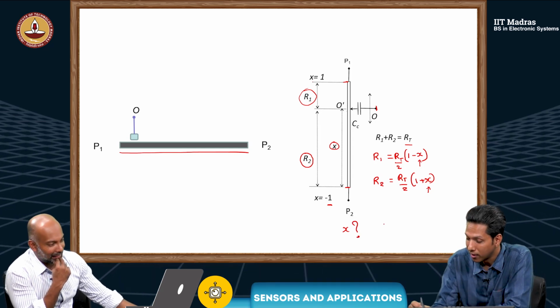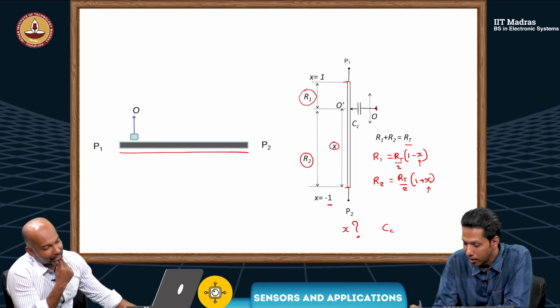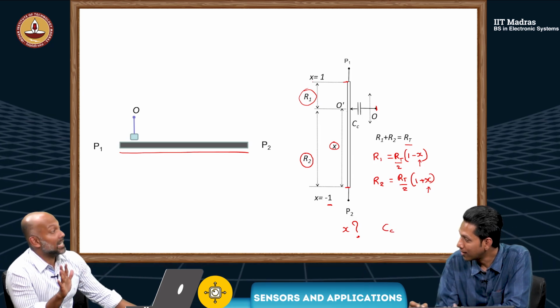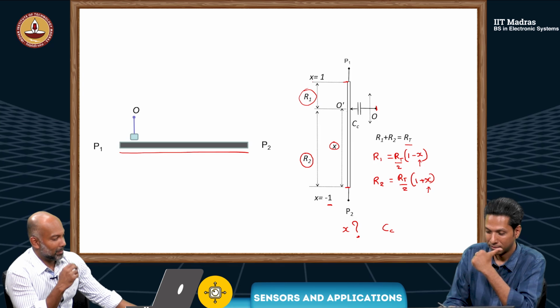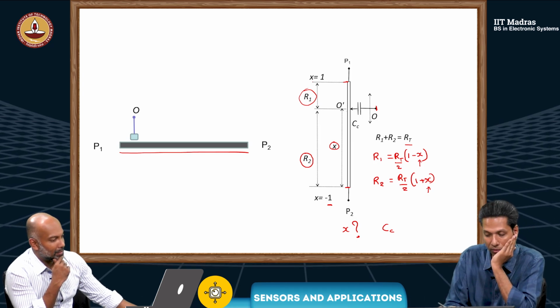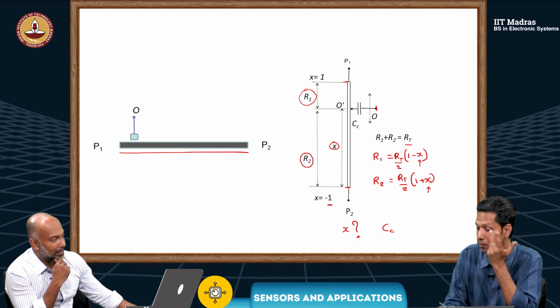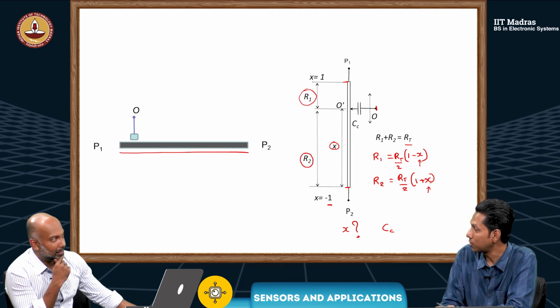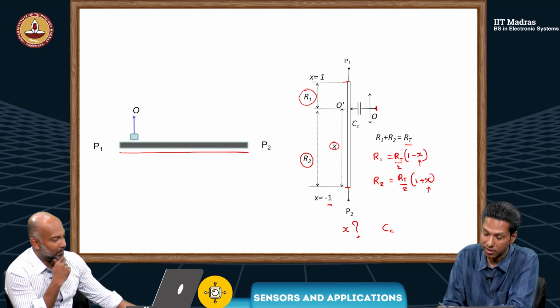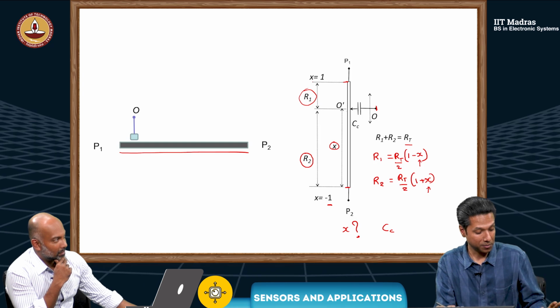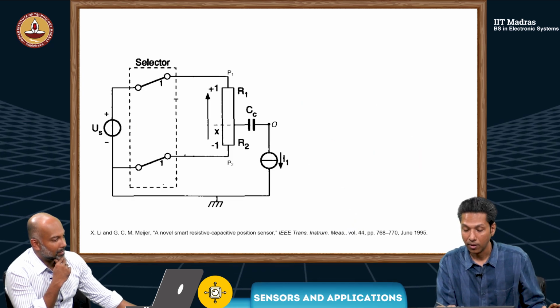And you were insisting that the final output should be independent of CC. What will we do? We were saying DC excitation is not going to help. No. So it's just AC excitation. Let's try.